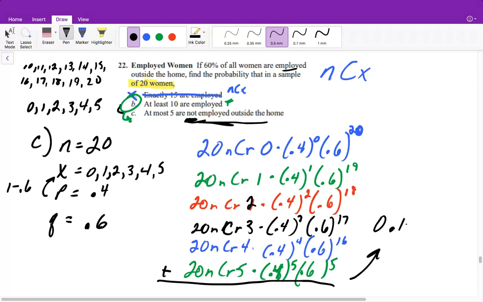So 0.125 or 12.5%, or if you wrote 13% or 0.13, I would accept that as well.